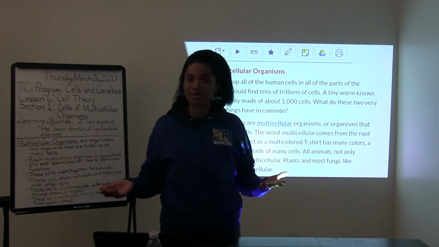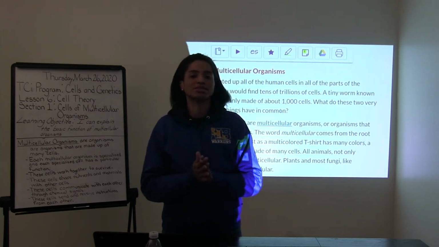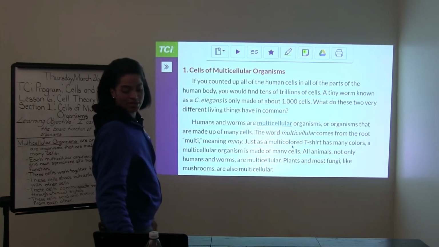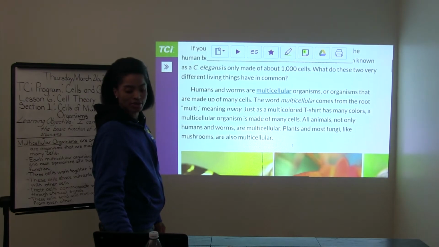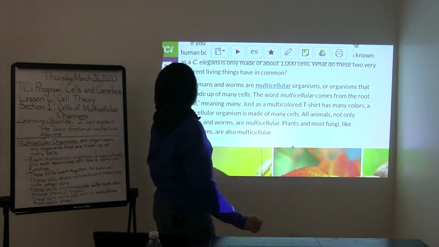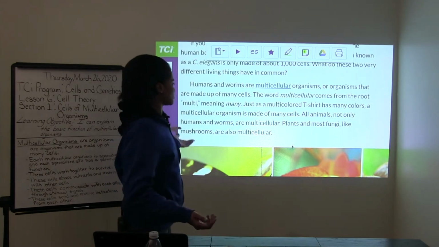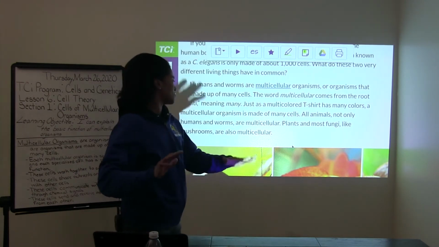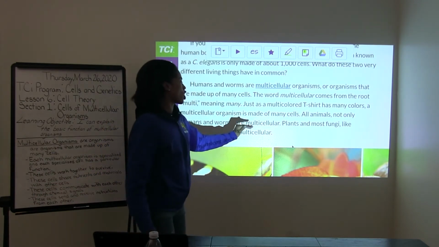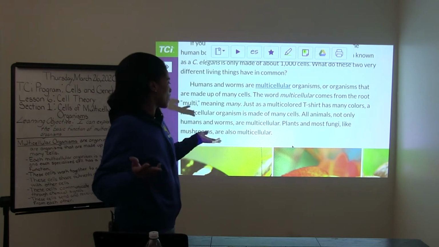All right, so now we know the similarities between a worm and a human. Both of them are considered multicellular organisms. Humans and worms are multicellular organisms, or in other words, organisms that are made up of many cells. The word multicellular comes from the root multi, meaning many. Just as a multicolored t-shirt has many colors, a multicellular organism is made of many cells. All animals, not only humans and worms, are multicellular. Plants and most fungi, like mushrooms, are also multicellular.